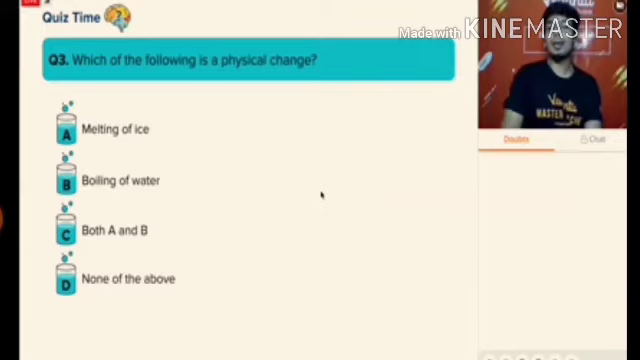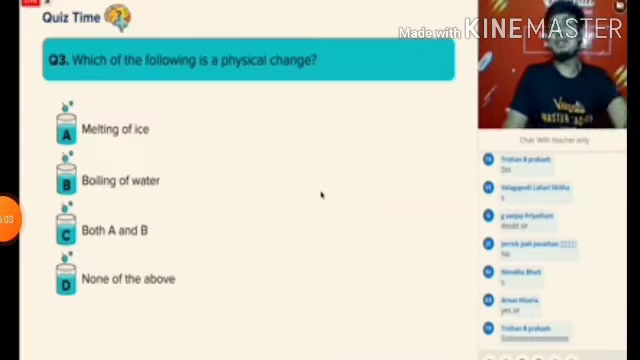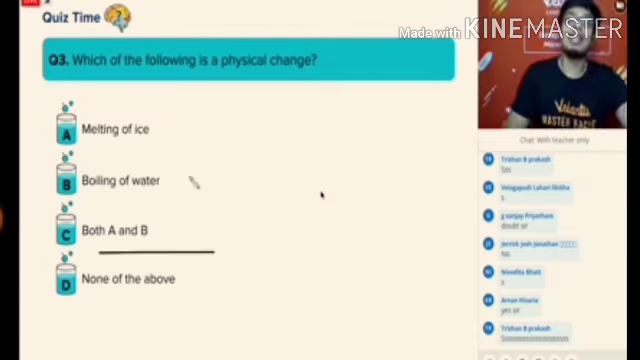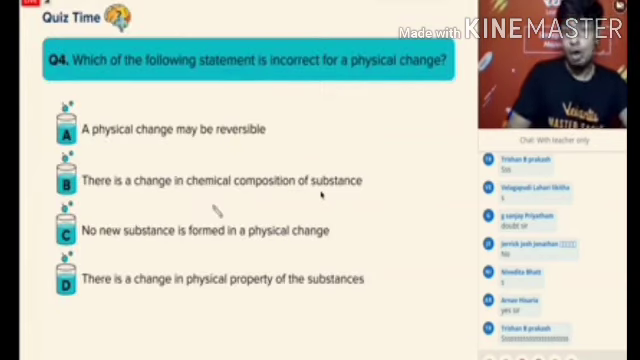The quiz starts in 3. Good job. The answer is again very simple. It is option C, easy peasy lemon squeezy. Both A and B, these both are the physical changes we're talking about. Next one. Which of the following statements is incorrect for a physical change? Which is not correct here?